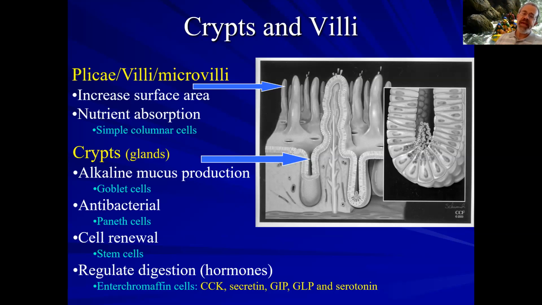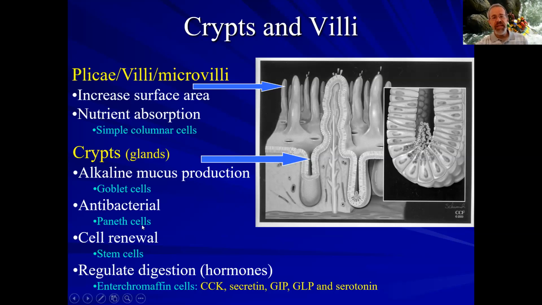The raising of the pH is critical because the enzymes that work in the stomach work optimally when the pH is more acidic. Remember, pepsin works best in an acidic pH of about 2. The enzymes that work in the intestine work best at around a pH of 8 or 9. So they need that alkaline environment.